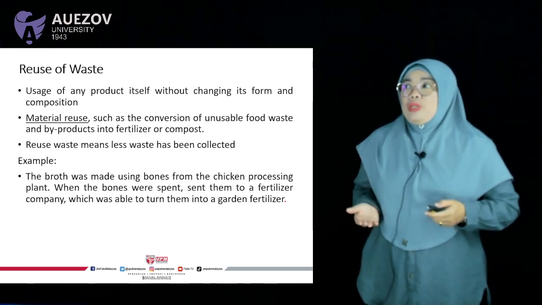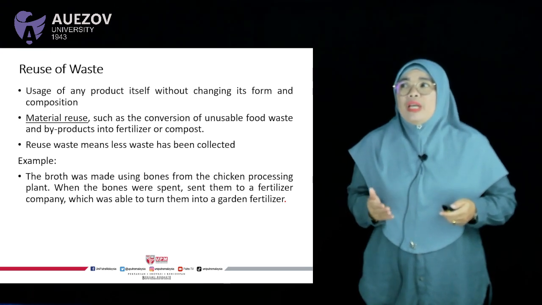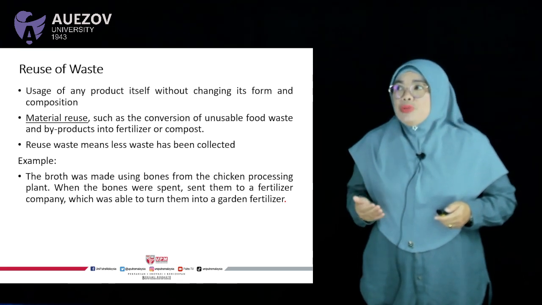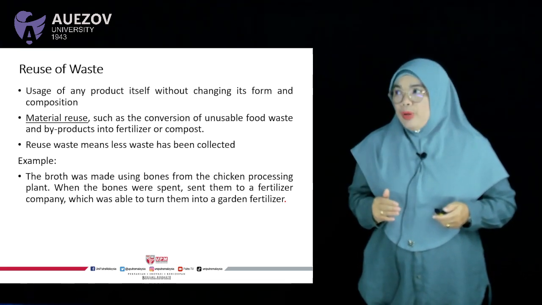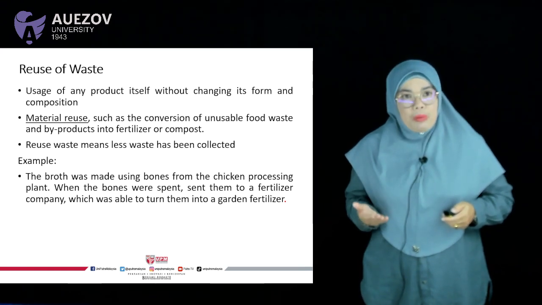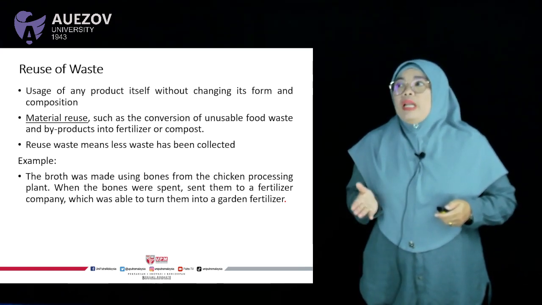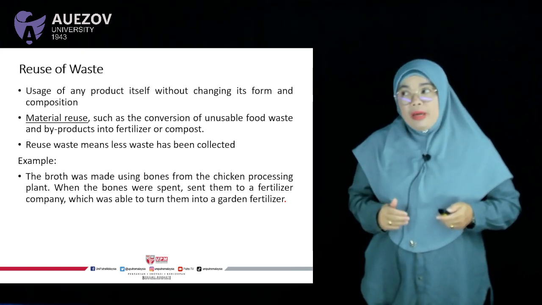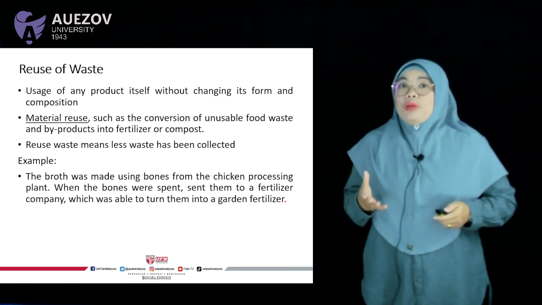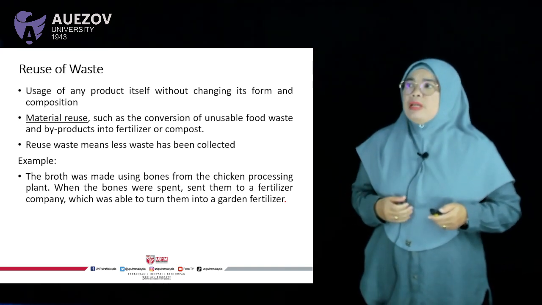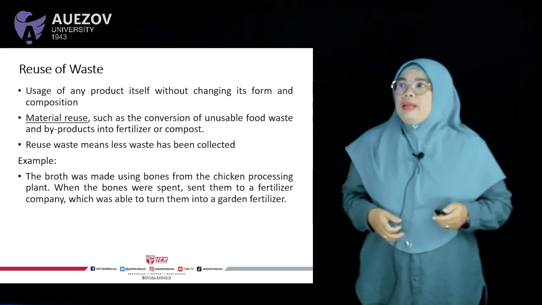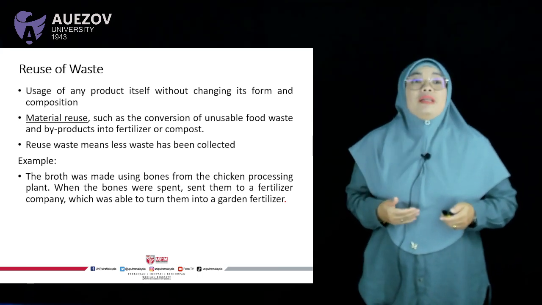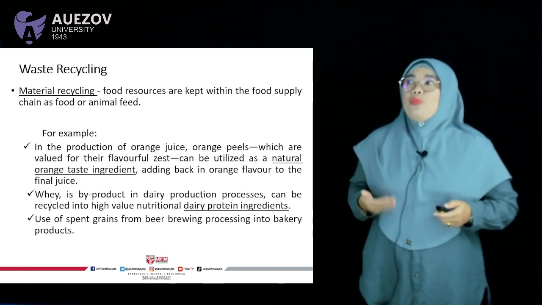Right, reuse of waste. Usage of any product itself without changing its form and composition. That's what is meant by reuse of waste. Material reuse, such as the conversion of unusable food waste and byproduct into fertilizer or compost. Reuse of waste means less waste has been collected. For example, the broth was made using bone from a chicken processing plant. When the bone was spent, we sent them to a fertilizer company, which was able to turn them into a garden fertilizer.